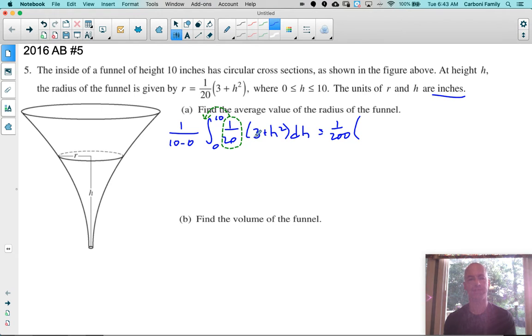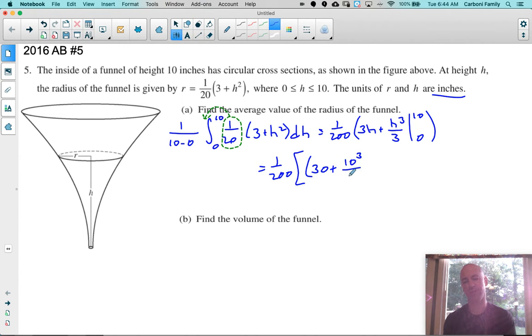200, and then the antiderivative of 3 plus h squared is 3h plus h cubed over 3. We'll evaluate that from 0 to 10. And then that would give me a final answer of 1 over 200, and then I'll plug in 10. So 3 times 10 is 30, plus 10 cubed is 1,000.